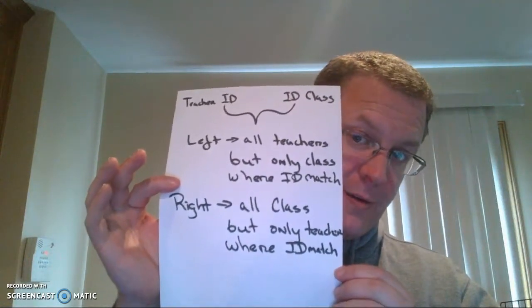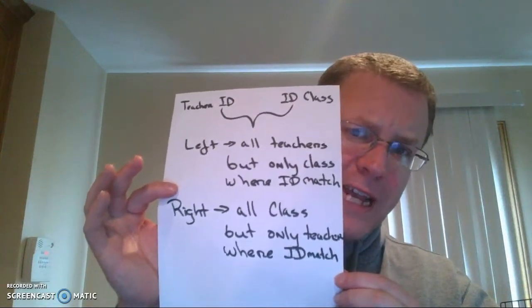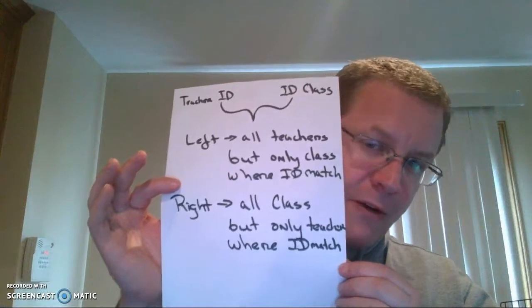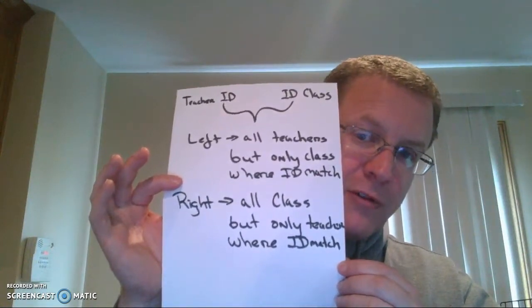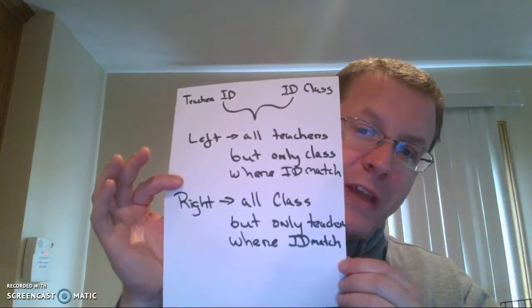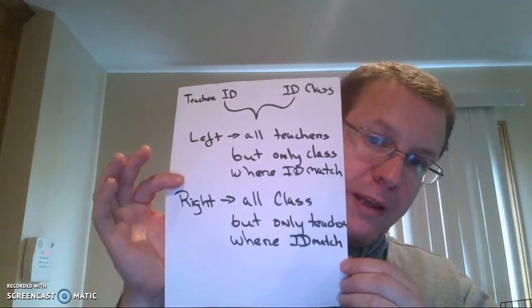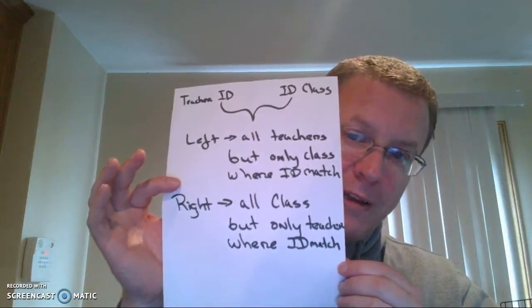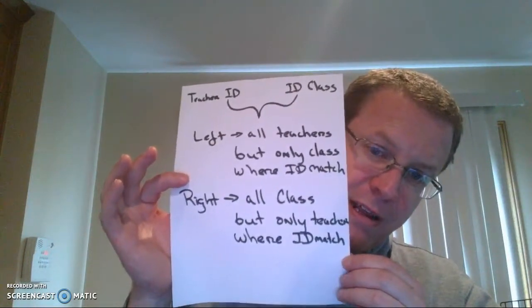So I hope that helps you gauge what's going on in reference to the left outer join and the right outer join. It simply refers to the position the tables are in, and whatever is on the side of the join is everything, and whatever's on the opposite side is what matches.